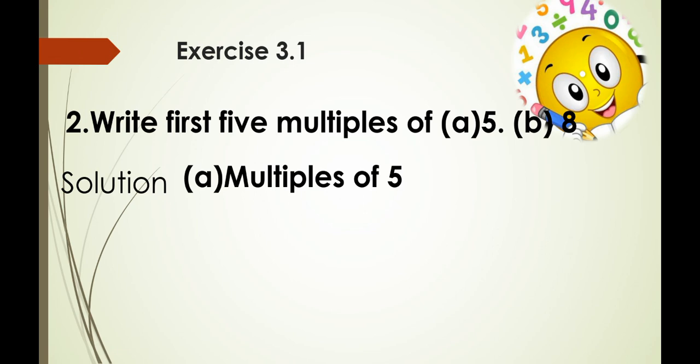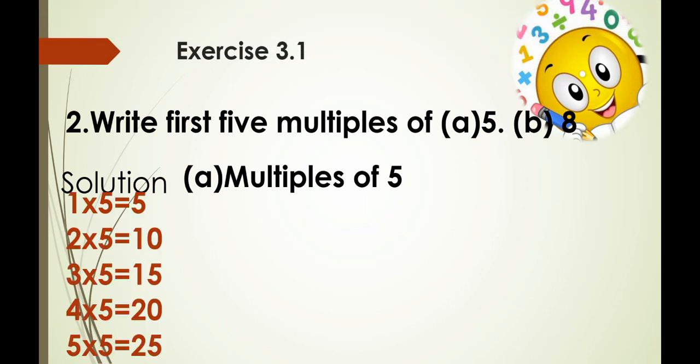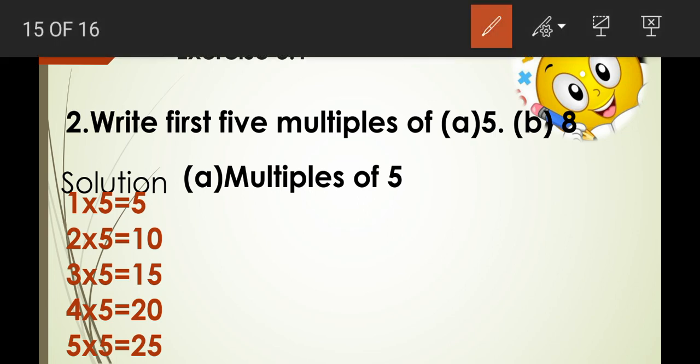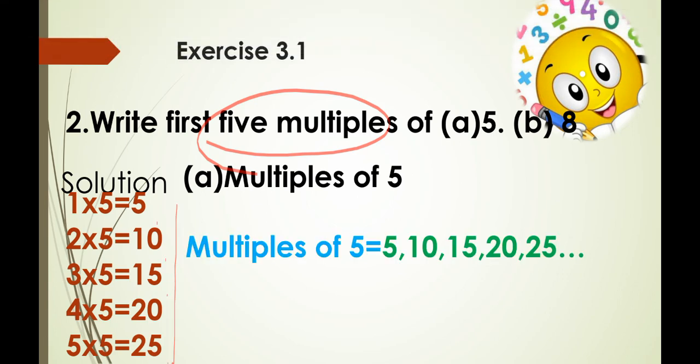Exercise 3.1, second question. Write the first 5 multiples of A and B given here. We will see only A, that is 5. Multiples of 5. How will you do it? You have to write the multiplication table. That is 1 into 5, 2 into 5, 3 5s are 15, 4 5s are 20, 5 5s are 25. Only 5 multiples are asked, so I have to stop here. So what are the multiples of 5? 5, 10, 15, 20, 25.